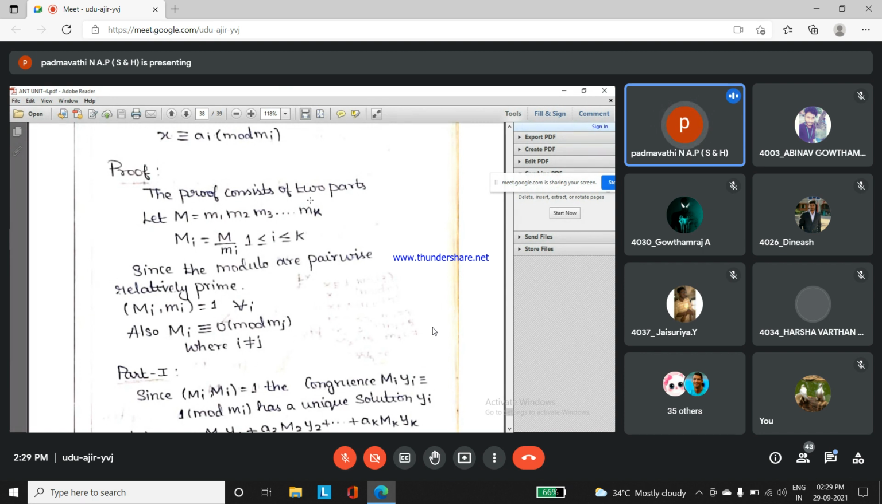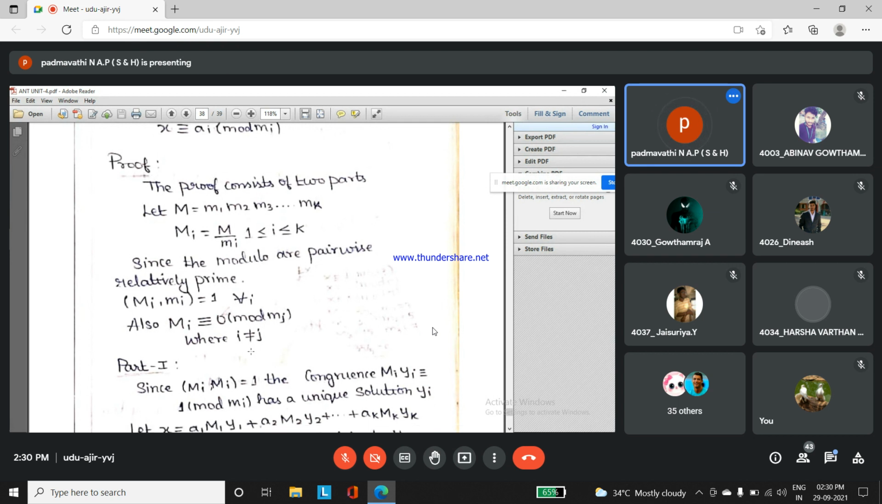The proof consists of two parts. First, consider M equal to the product of the moduli. Then M_i is equal to M divided by m_i, where i lies between 1 to k. We know that in the given statement the moduli are pairwise relatively prime, so gcd(M_i, m_i) is equal to 1 for all i. And also M_i is congruent to 0 mod m_j where i is not equal to j.